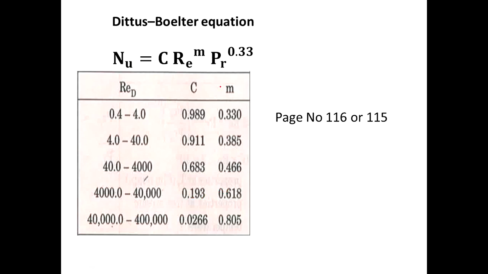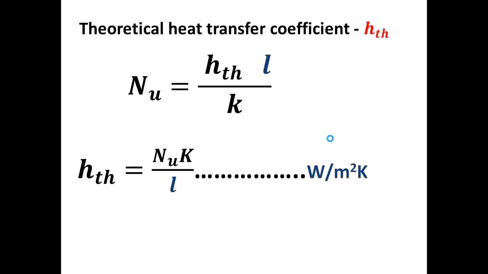By using the Dittus and Boelter equation, you can find the Nusselt number. This coefficient C and index m depend on the range of Reynolds number that you find, and then you can get it. The formula is in the data handbook at page number 116 or 115. Therefore Nusselt number is equal to h theoretical L divided by K. H theoretical is equal to Nusselt number times K divided by L. You can find the heat transfer coefficient of the air by the theoretical method also for forced convection.